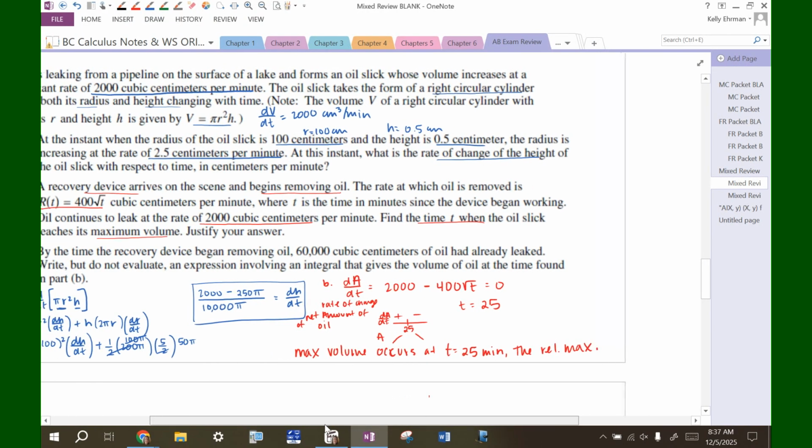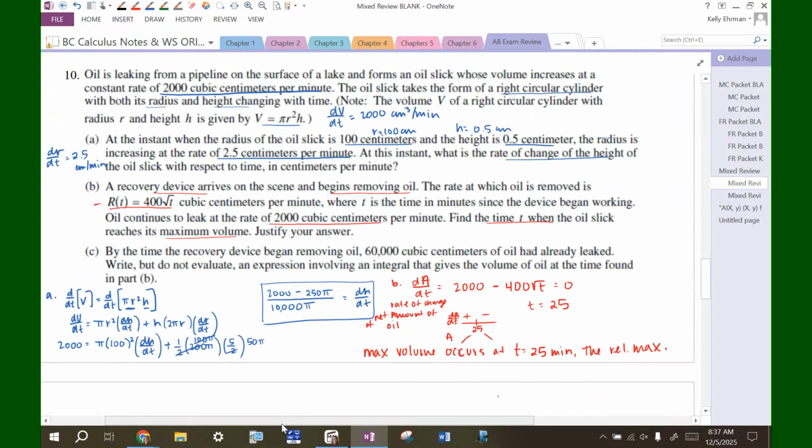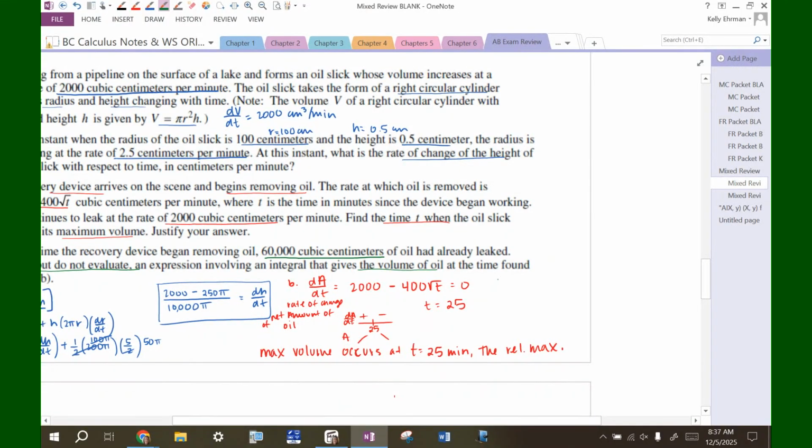Part C. By the time the recovery device began removing, 60,000 cubic centimeters of oil had already leaked. Write but do not evaluate an expression involving an integral that gives the volume of the oil at this time. Okay, so we kind of started this on part B. This is going to be really little. So we've got 60,000 sitting here, and we're going to add to that the amount that is still leaking in.